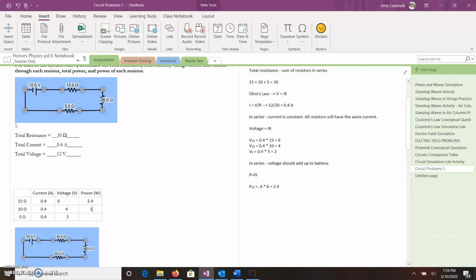That gives me 1.6 and 0.8. Okay, now I can check the power the same way, just by adding up 2.4 plus 1.6 is 4, plus 0.8 is 4.8. And then it should be equal to the total current times the total voltage. So 0.4 times 12 does give me 4.8. So I know that I did that correctly.